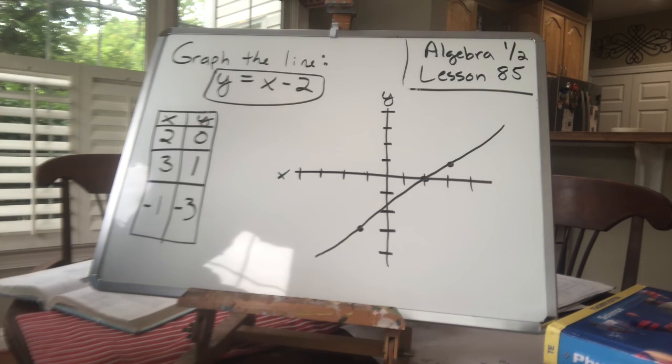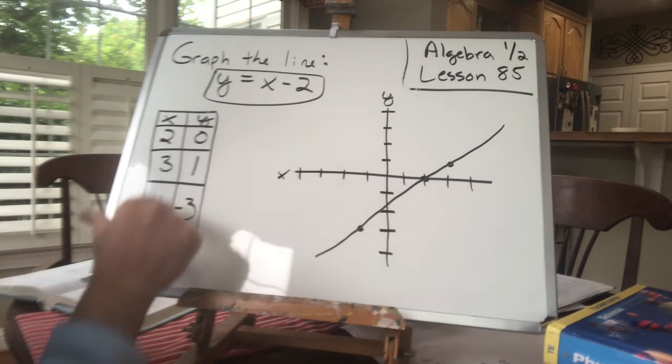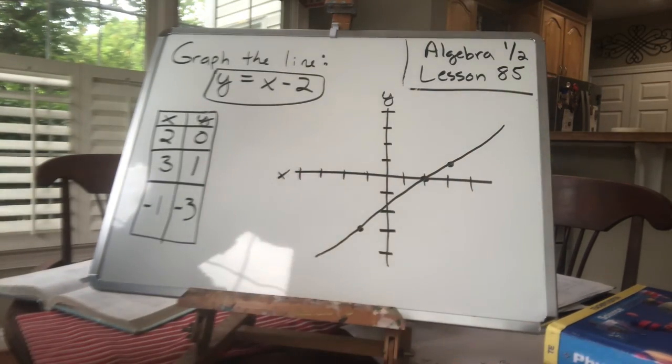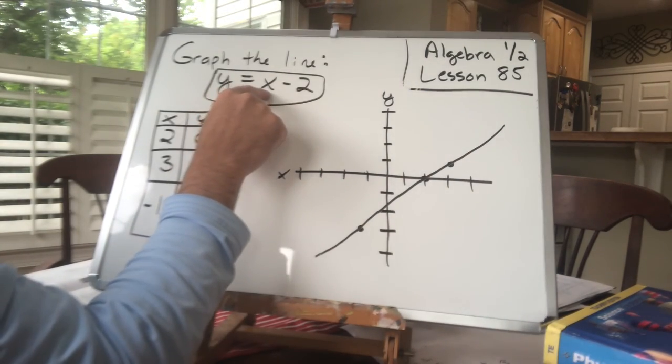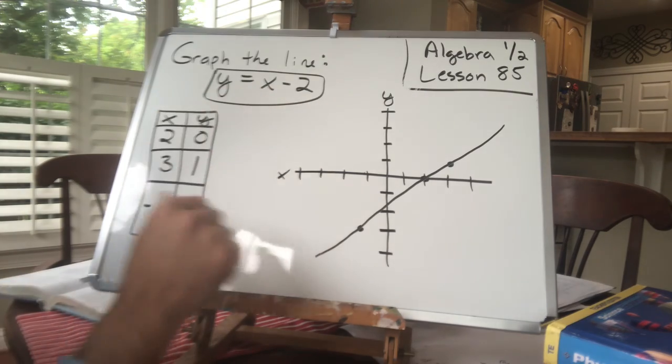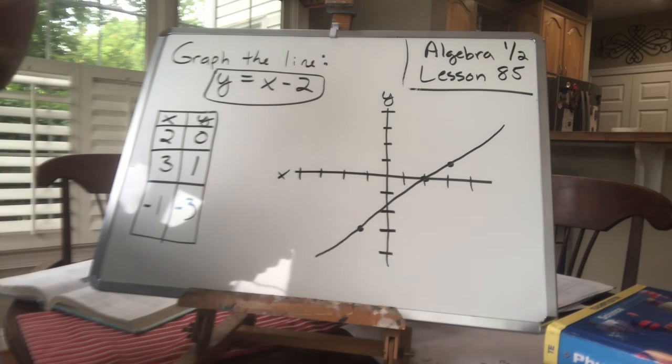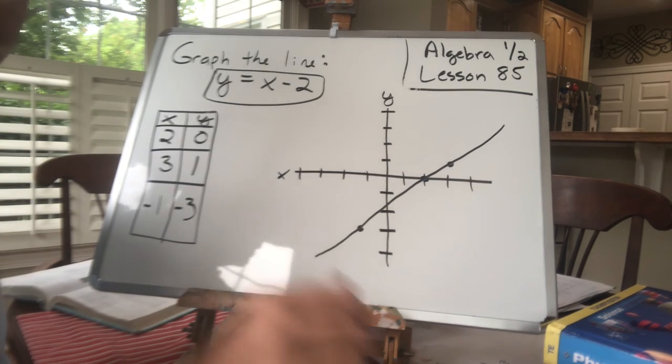But anyways, you want to find three coordinates, make your chart right here, make your graph, and then graph your line according to this. Make x equal anything you want, and it'll tell you what y equals. Put it in the chart and graph the line. Do three coordinates. And that is the lesson, okay?